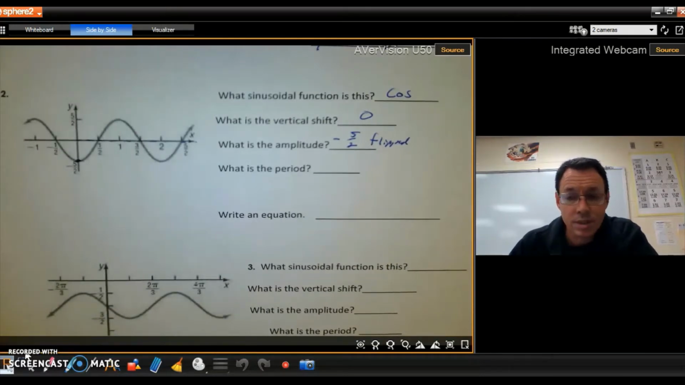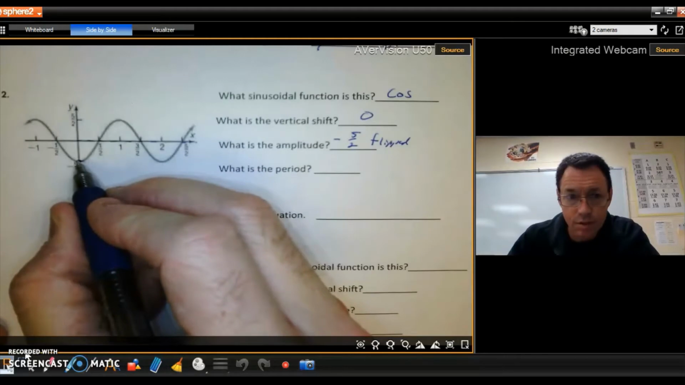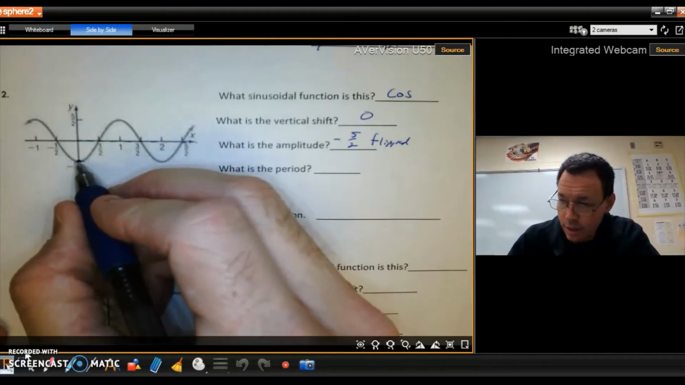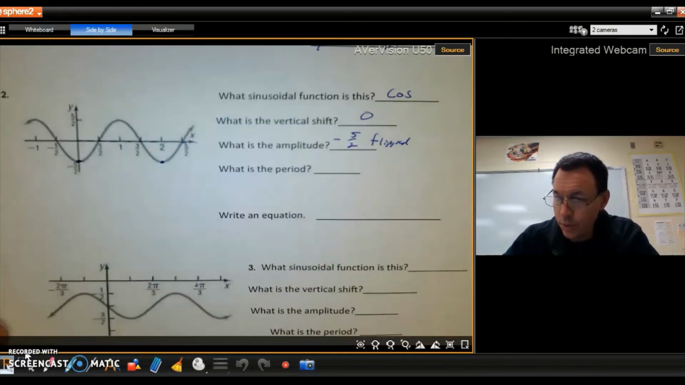Now what's the period? Again, you need to know the width of one cycle of the graph. If this is where the graph starts, at this low point, then one cosine graph will finish at this low point.